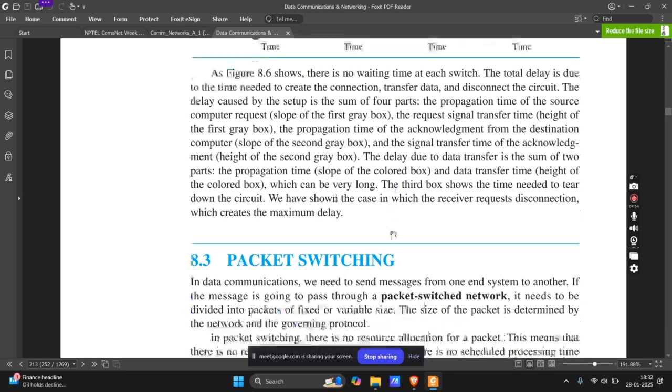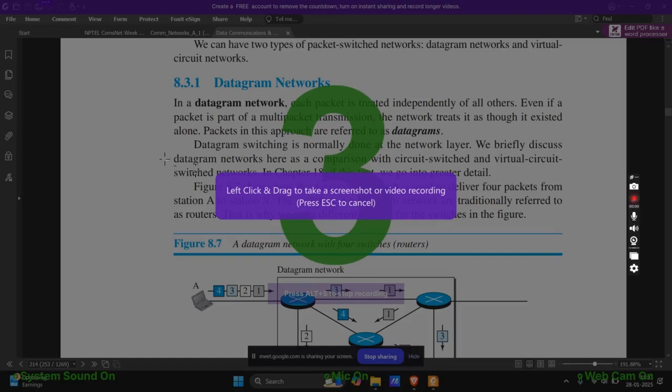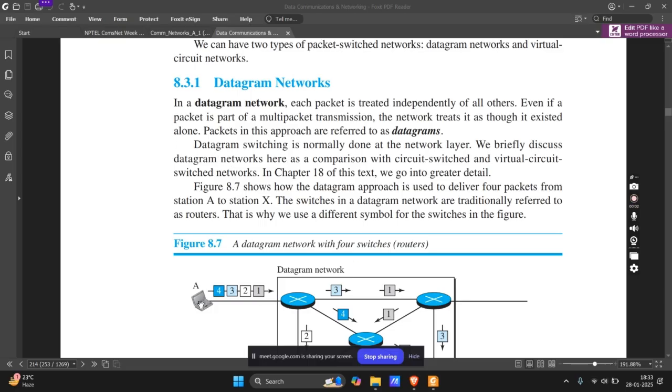Once we are clear of that, we can move on to the next topic of today, that is packet switching. Like I said, circuit switching is not efficient. So you don't transmit all the data at once, you transmit them in packets.